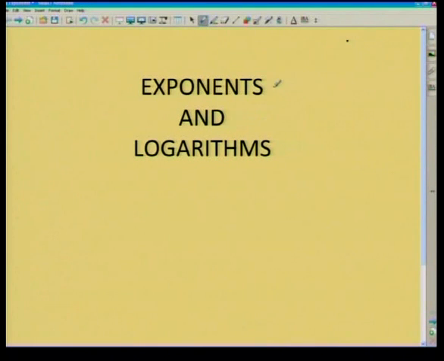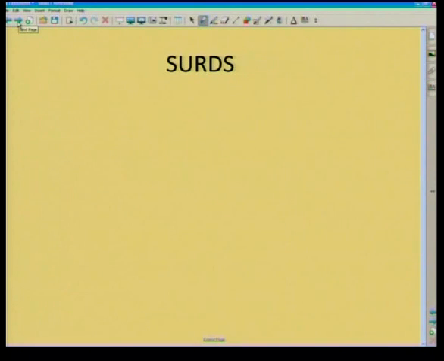So the topic is exponents and logarithms, and I would like to start by talking about surds, which are very much a part of your exponents. So let's go over here and see what I'm on about. Now surds, if we've got the square root of 9, that would not be a surd because we know that the square root of 9 is just 3. But if I take the square root of 12, then it would be a surd.